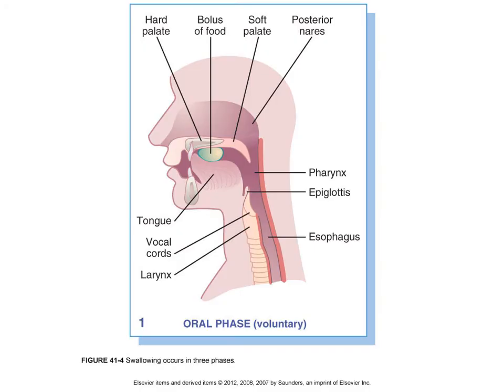And so here you can see actually moving the bolus, or the food, right? So the way it actually works is you, in essence, slide the food across the roof of your mouth towards the back of your throat. And so that's during this oral phase. This is during the first phase.